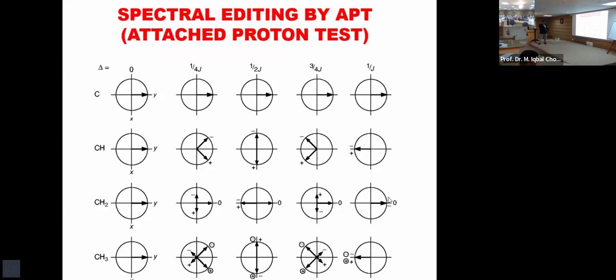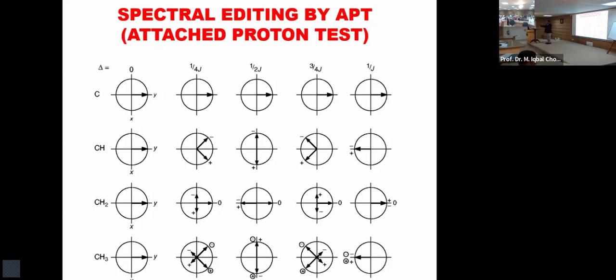CH2 has two attached protons, is running fast as well, but it only completes one circle. CH has only one neighbor, it has completed half a circle. And the quaternary carbon remains there, because this is your rotating frame of reference. Now, if you turn on the detector, what will happen?